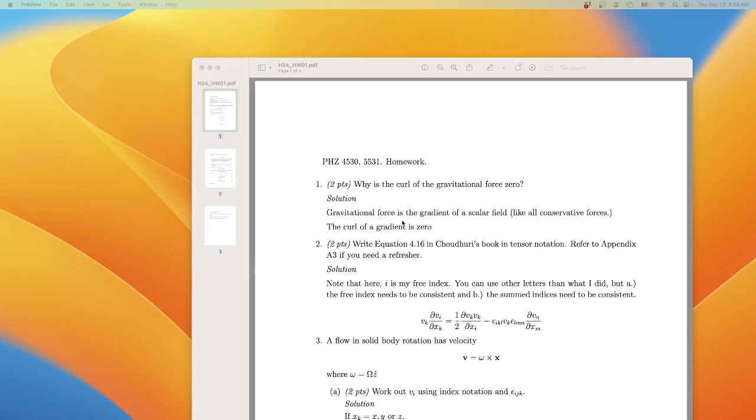Write out this expression in tensor notation. Refer to Appendix A3 if you need a refresher. Let's see, I forget what this is. This says v dot grad v equals grad 1/2 v squared minus del cross v cross omega.